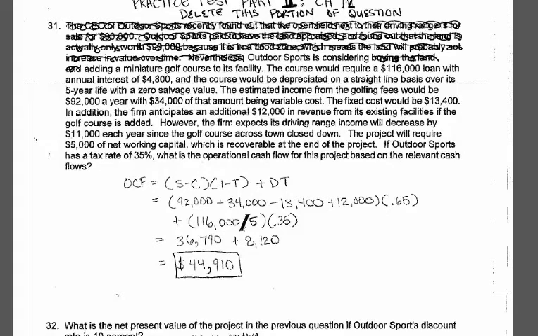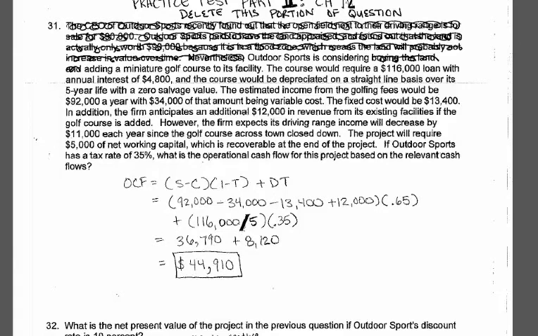All right. Now, the estimated income from the golfing fees would be $92,000 a year. So that's your sales, and then with $34,000 of that being variable costs. Well, you're absolutely going to consider variable costs. And so what's going on in this problem? If you remember from the mini lecture, all we're really trying to focus on are what are the relevant costs that we're going to be considering here, right? Sales and variable costs are obviously things that we would find relevant. A financing cost like interest is not something we would find relevant, okay? So the fixed cost is $13,400, definitely relevant.